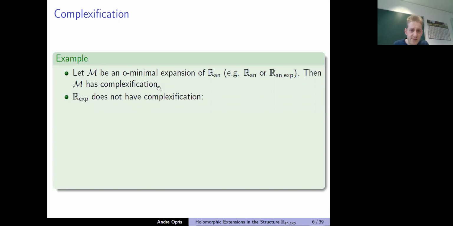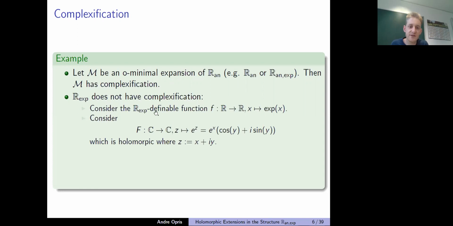So what is the reason for this? If you give a counterexample at this point, consider the R_exp definable function, here the global exponential function. And for this R_exp definable function, I can easily compute a holomorphic extension, namely this entire function here. So z is mapped to e^x cos y + i e^x sin y. This function is indeed holomorphic.